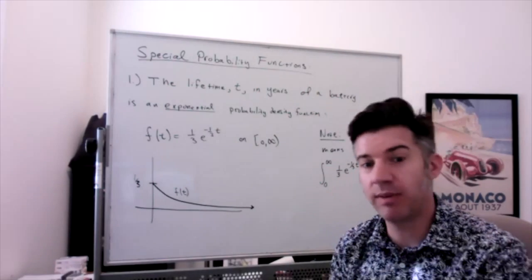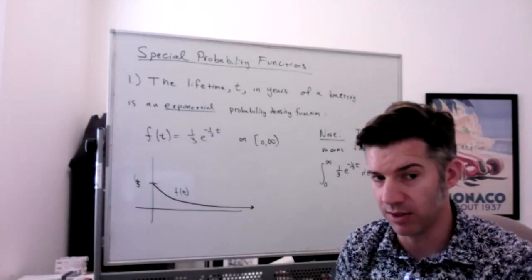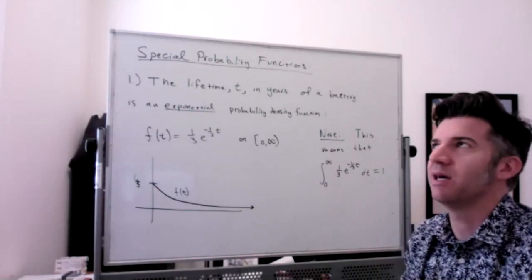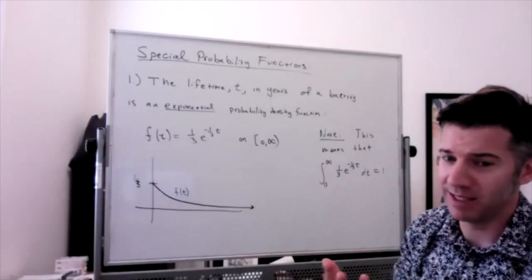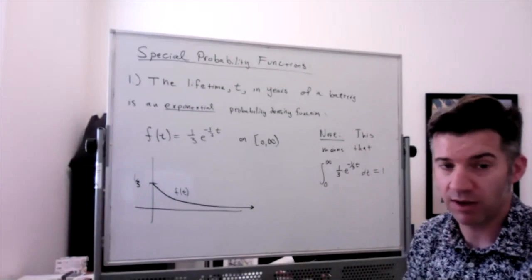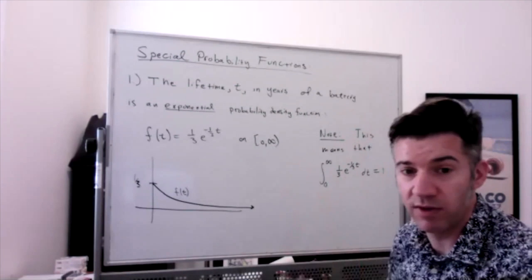Let's talk about some special probability functions, of which there are specifically 3 that we deal with in this class. Probably the most important... one of them is less important, but this one and another one are probably the 2 most important of the 3. So this one is kind of introduced via this problem.